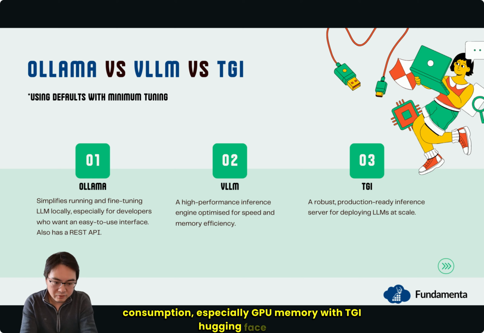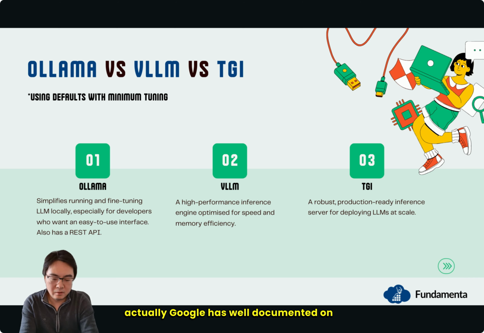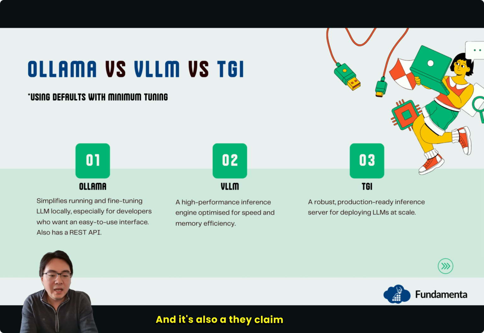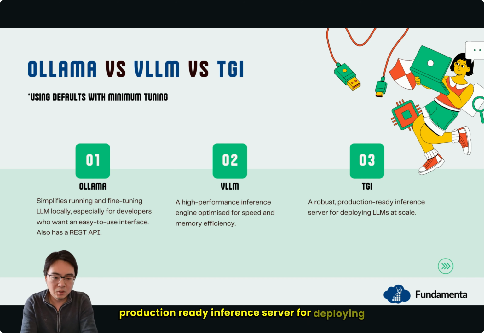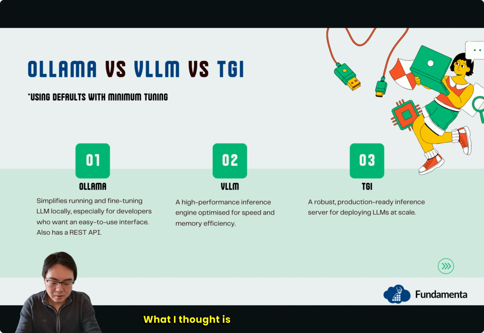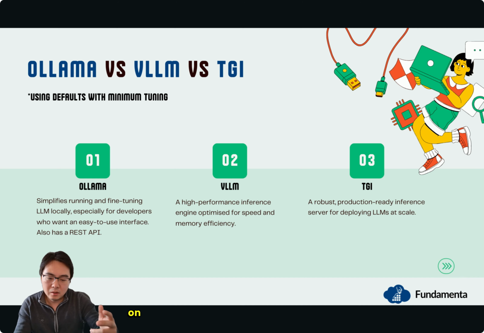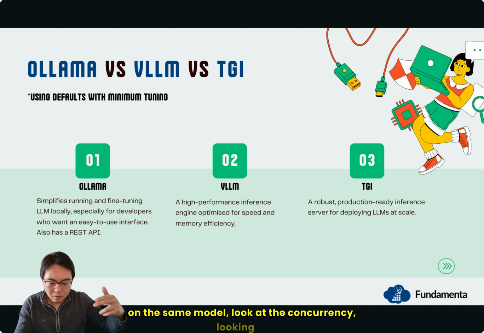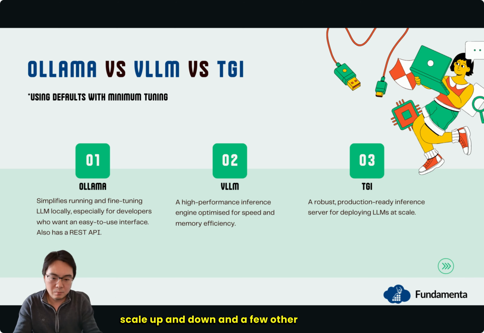With TGI, Hugging Face TGI, this is actually a very interesting option. One thing is that Google has well documented using this as one of the options as well. And they claim it is a robust, production-ready inference server for deploying LLMs at scale, right? What I thought is, I'll try all three based on the same model, look at the concurrency, the deployment time, how quickly things can scale up and down, and a few other parameters. This is what drove me to create this video, because I did all of these things and I want to share that with you, right?